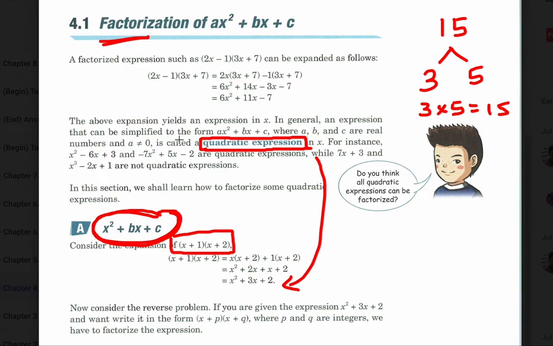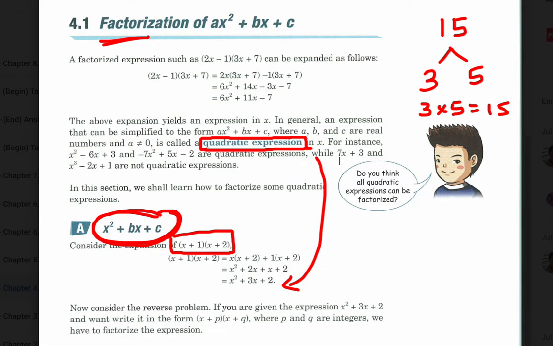x squared plus 3x plus 2, is an example of a quadratic expression. As long as it has the x squared in there, that's what differentiates it from other expressions. When you have the x squared, it is a quadratic expression. Some examples are x squared minus 6x plus 3, negative 7x squared plus 5x minus 2. So 7x plus 3 would not be a quadratic expression because it doesn't have the x squared as its highest power. And x cubed minus 2x plus 1 is also not a quadratic expression. Its highest power for x is cubed.